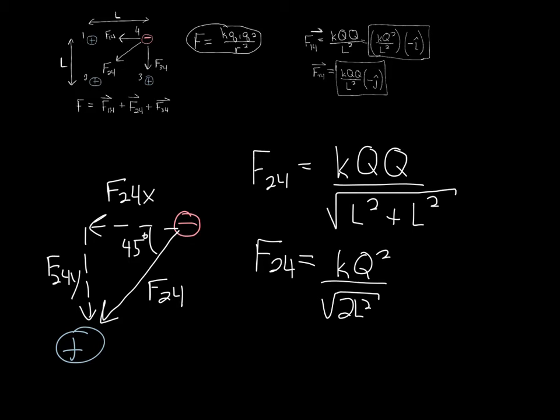And if I know my unit circle, I can very easily figure out what F24x and F24y are. Since this is a 45-degree angle, I know that F24x and F24y are going to have the same magnitude. That's going to come from plugging in some trigonometry. So to make this abundantly clear, we'll go ahead and do that.